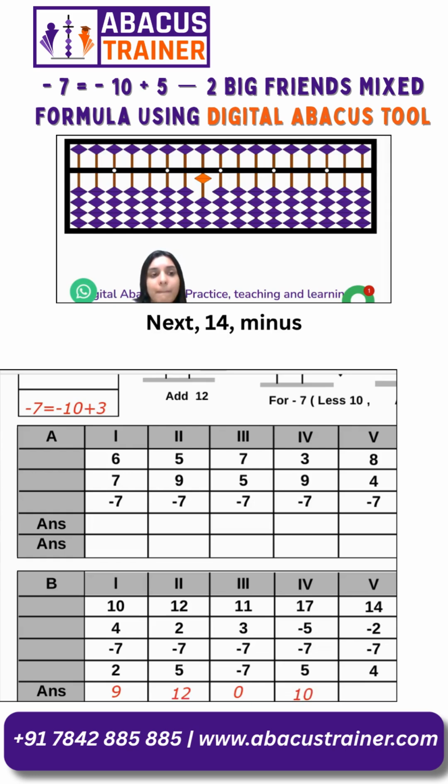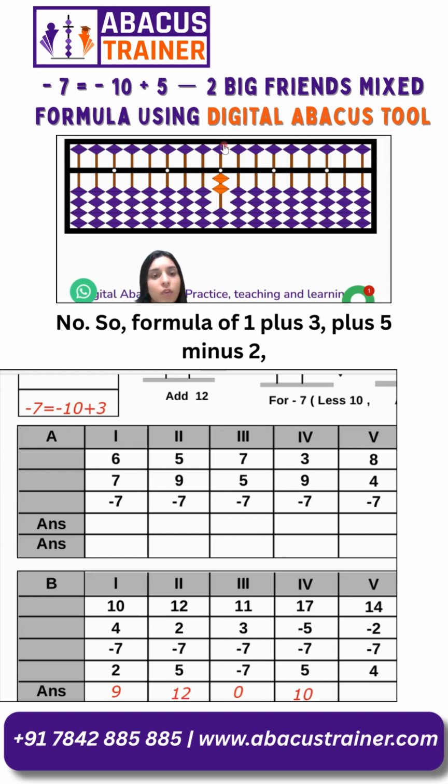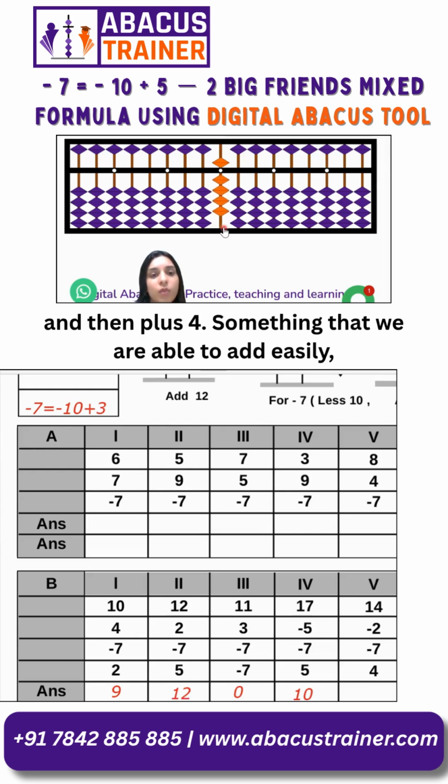Next, 14, -2, -7. Do I have beads to do -7? No. So my formula of -7, -10 +3. Do I have beads to do +3? No. So formula for +3, +5 -2, and then +4.